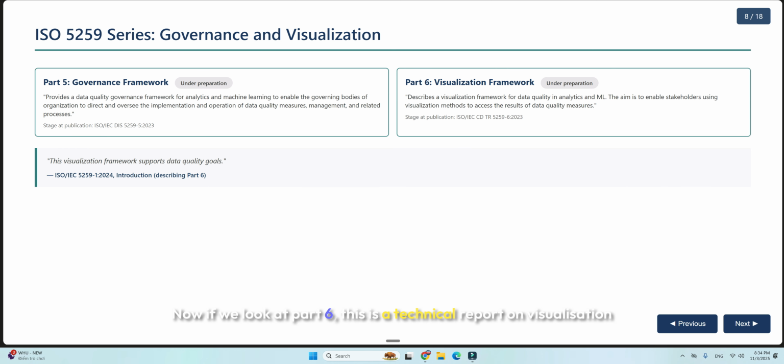Now if we look at part 6, this is a technical report on visualization, and its purpose is to enable stakeholders using visualization methods to access the results of data quality measures. Think dashboards, reporting tools, quality scorecards. Part 6 is about making data quality visible and understandable to non-technical stakeholders, and this was at committee draft stage, ISO IEC CDTR 5259-6 2023. Looking at the quote at the bottom, it notes this visualization framework supports data quality goals. So when these parts are finalized, we'll have a complete suite: measurement, management, governance and visualization.